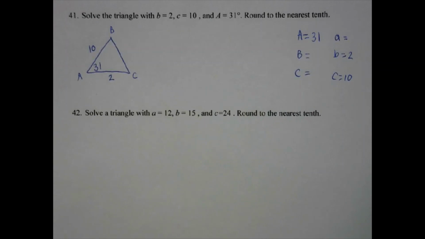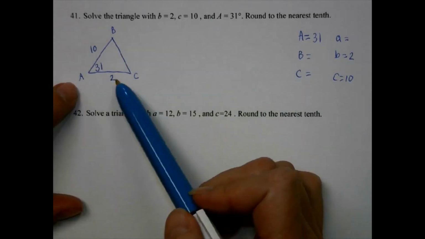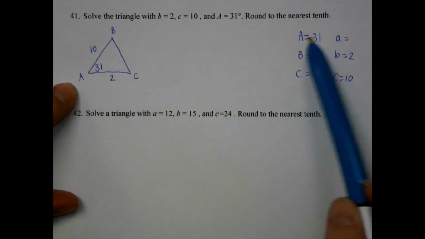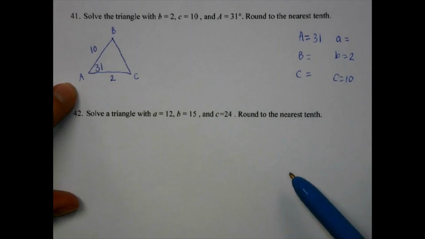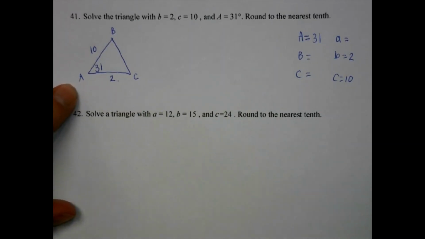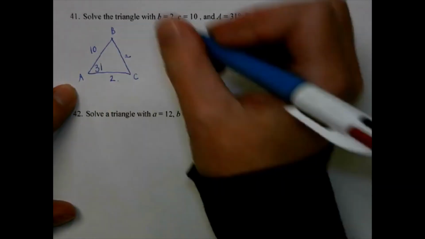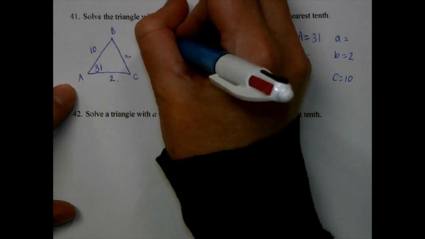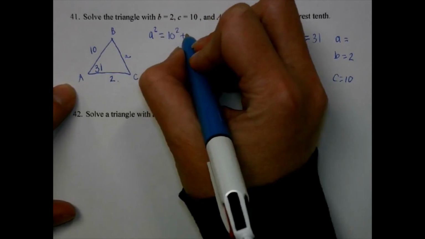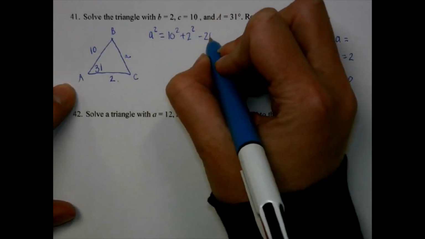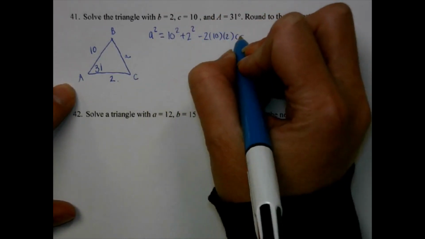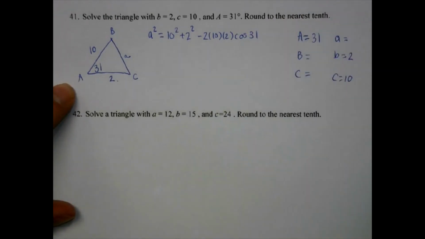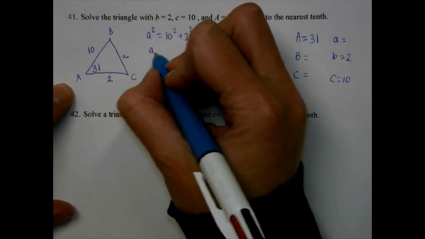Next, we're going to solve triangles. So this first one here, I've already put the information in our triangle, and when we're solving, we need to find everything. So here we have SAS, which means we're going to use the law of cosines. I'm going to find a squared equals 10 squared plus 2 squared minus 2 times 10 times 2 cosine 31. When you do all of this and then the square root, you get 8.3.